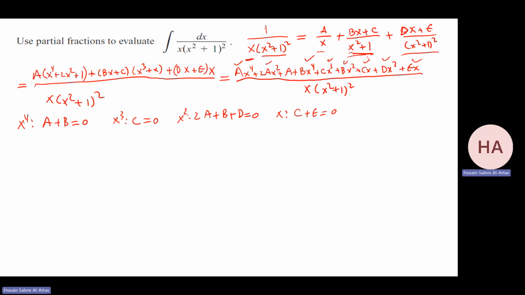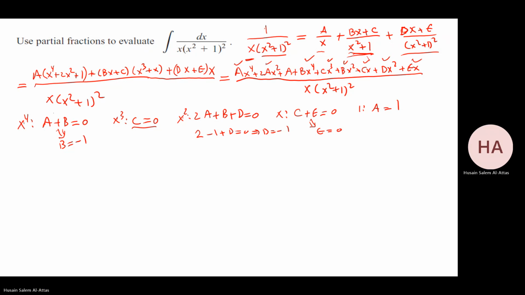Now what's the remaining? A. The constant a should be equal to 1, since I have only 1. This is like 1 dx, or the way I wrote it here, 1 over this. Okay. A equal 1. From here, that means B equal minus 1. C equal 0. That means E equal 0. A, that will be 2 minus 1 plus D equal 0. So D equal minus 1. Done. I'm done with all of these coefficients. Seems to be difficult. No, it's not. It works fine. Okay.